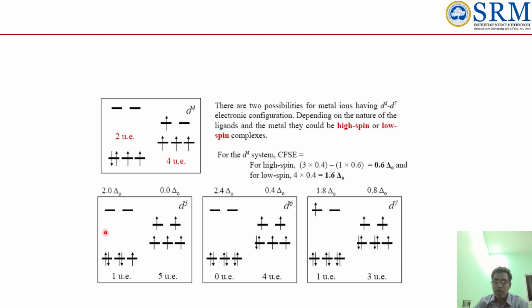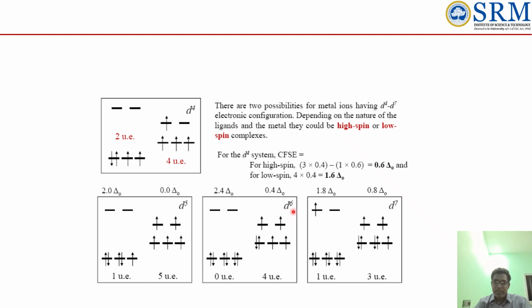Whereas in the strong field ligand, all the 5 electrons will be in the t2g state because pairing is not feasible. So we have 5 electrons in t2g, so we have a net of 5 times 0.4. It will give 2 Δo stabilization.